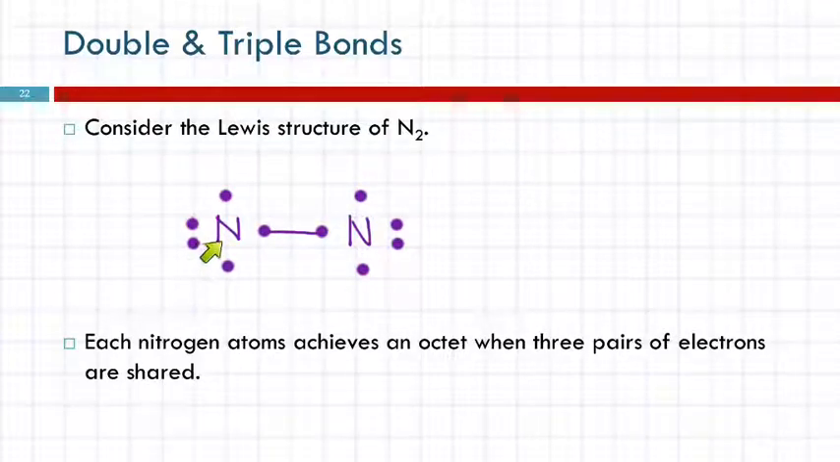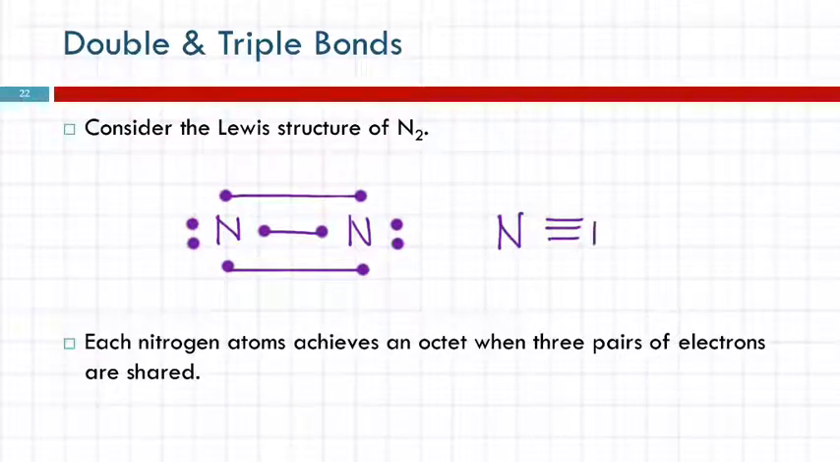This nitrogen now has 2, 4, 5, 6. Not enough. Let's share some more. 2, 4, 6, 7. Almost. Let's share here as well. 2, 4, 6, 8. So this will often be represented like this.